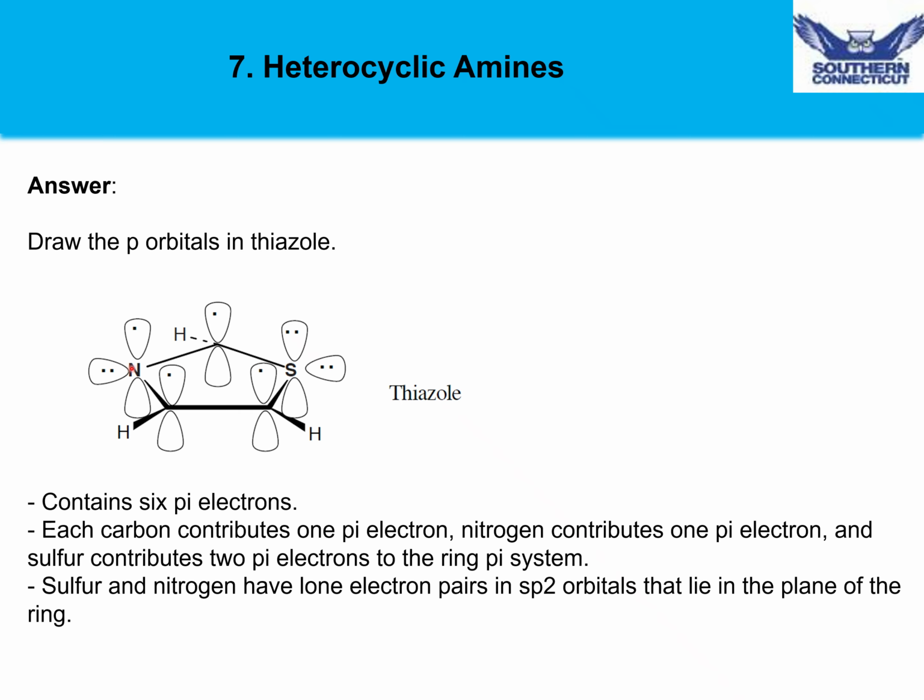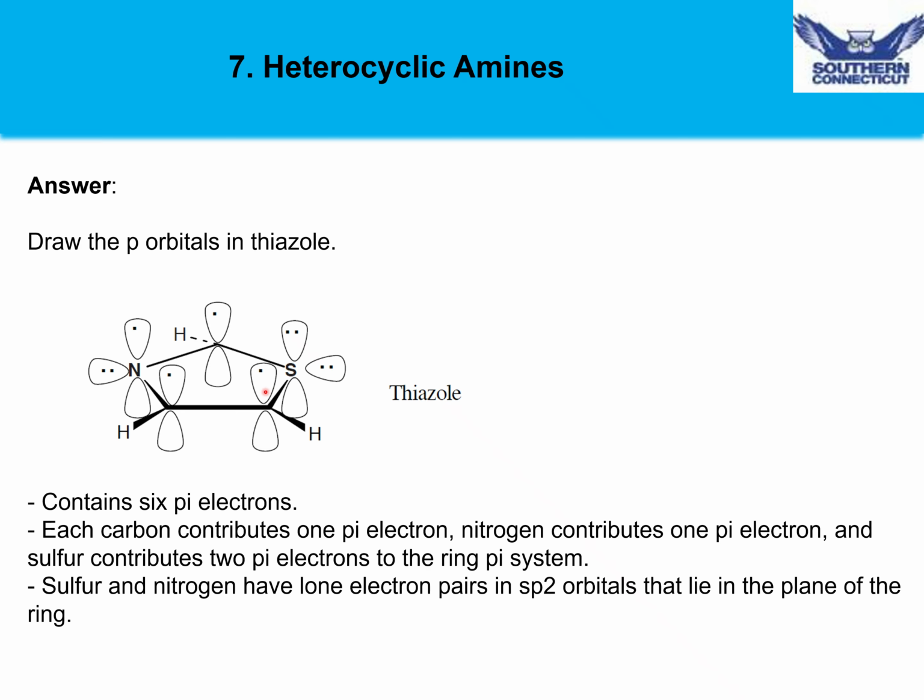The nitrogen will have a p orbital with a single electron, since it's going to make a double bond to this carbon. And the carbon will also have a p orbital with a single electron. So overall, there are 2 electrons from these 2 atoms, 2 more electrons from this double bond here, and 2 more electrons from the lone pair on the sulfur, giving us 6 pi electrons for this compound to make it aromatic.